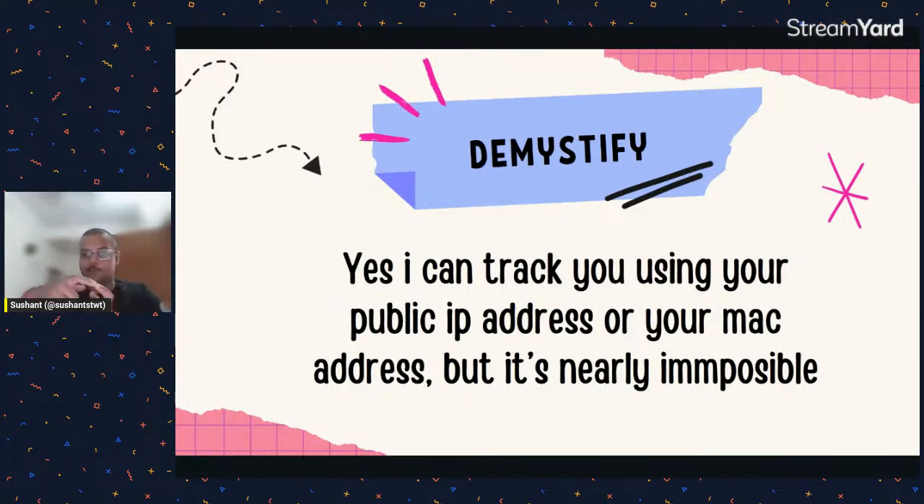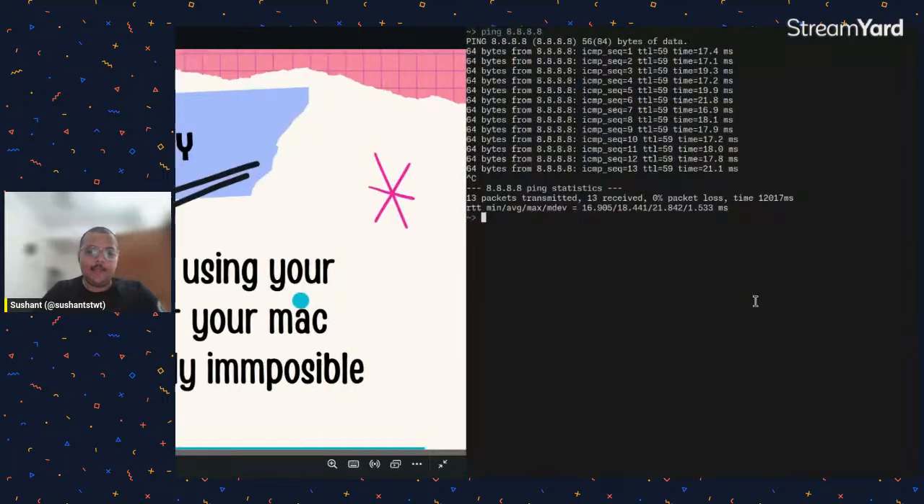Your machine also has an IP address. Your IP address is basically used for communication, but your router, to know where you are, uses a MAC address. So your MAC address never leaves your network. So you're completely fine. No one can track you.